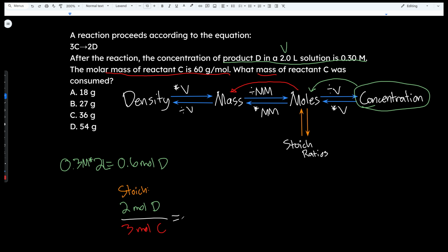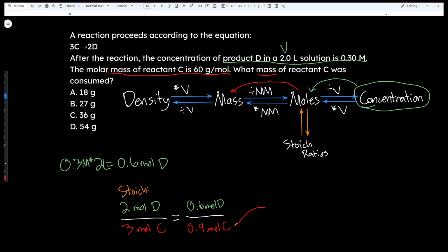What we actually have is 0.6 moles of D, which if you go through and do your cross multiplication, you're going to have 0.9 moles of C. That's how many moles of C we're going to end up with, right? Basically, this ratio has to stay constant. So even though we only have 0.6 moles of D, that's only going to be able to interact with 0.9 moles of C. That's what that stoichiometric ratio is for. It's keeping that 2 to 3 constant regardless of how much we actually have.